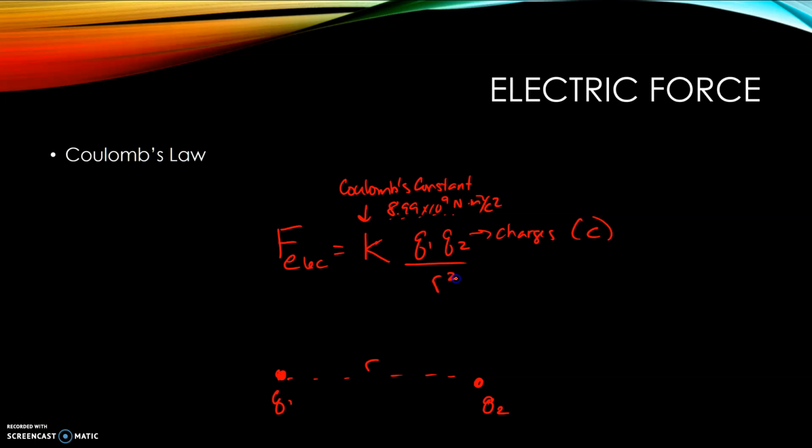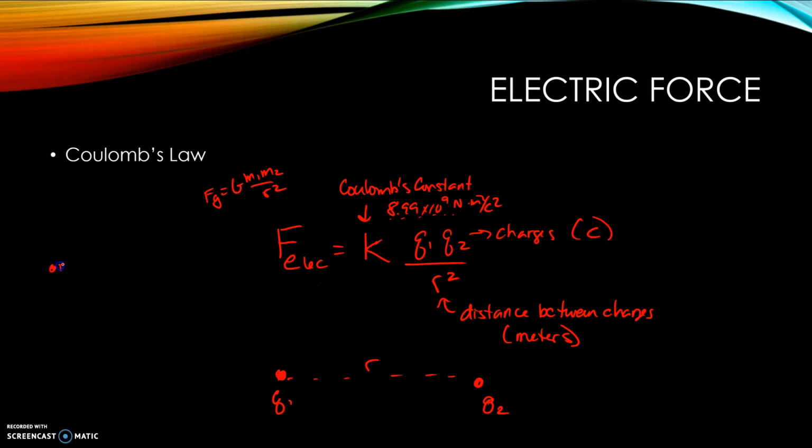And then we divide by r squared. This is the distance between the charges, and this is going to be in meters. We always use meters here. So this is Coulomb's law, this equation. And as you see, it's very similar to Newton's law of gravitation. Just real quick, Newton's law of gravitation was big G, M1, M2 over r squared. So it's really the same form. It's got a different constant, and we're using charge instead of mass, but it looks the same.